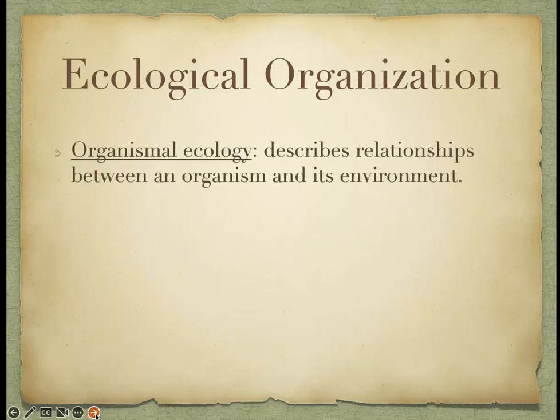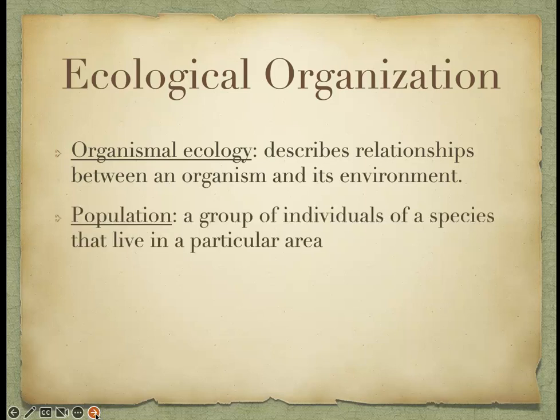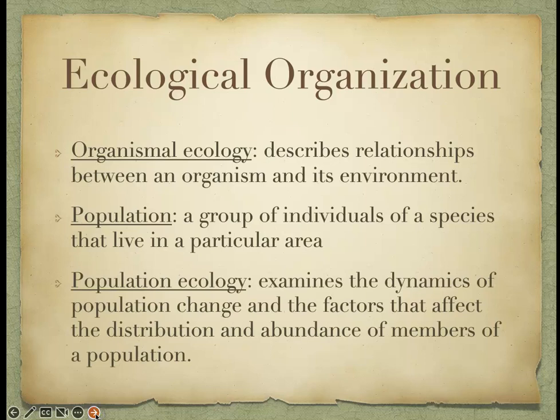So ecology is organized into a wide range of areas of study. Organismal ecology describes relationships between an organism and its environment. If you're going to study population ecology, you're going to focus on one species and its interactions with each other and their environment in a particular area. You're also looking at the dynamics of how everything changes over time and all the factors, including both the environmental factors and the anthropogenic factors that are affecting the distribution, abundance, and survival of this particular population.